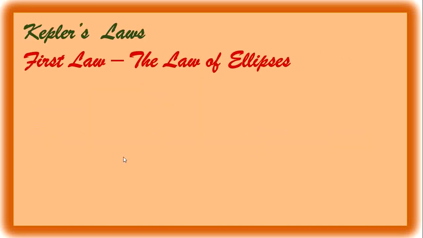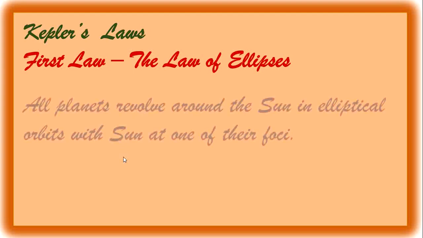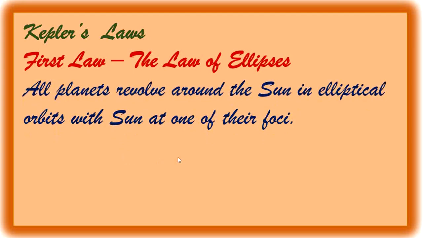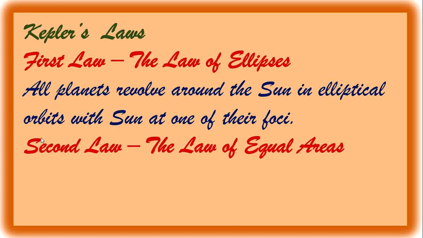Kepler's Laws. First law. The first law is also called as the law of ellipses. Kepler's first law states that all planets revolve around the sun in elliptical orbits with the sun at one of their foci. And then second law.